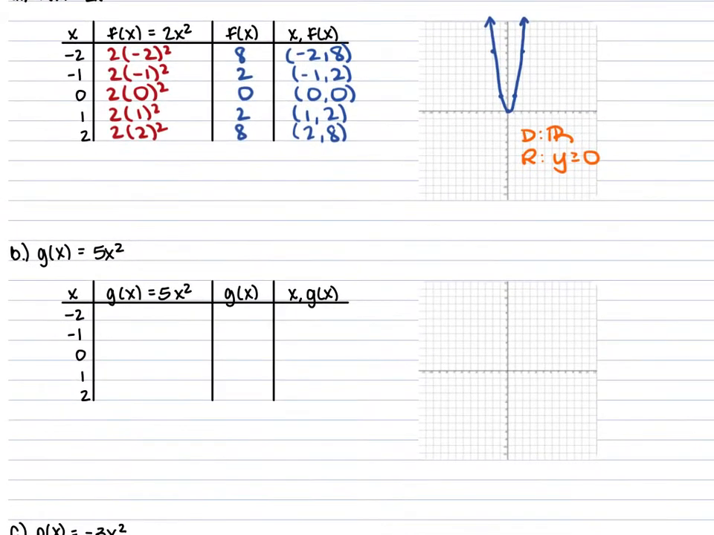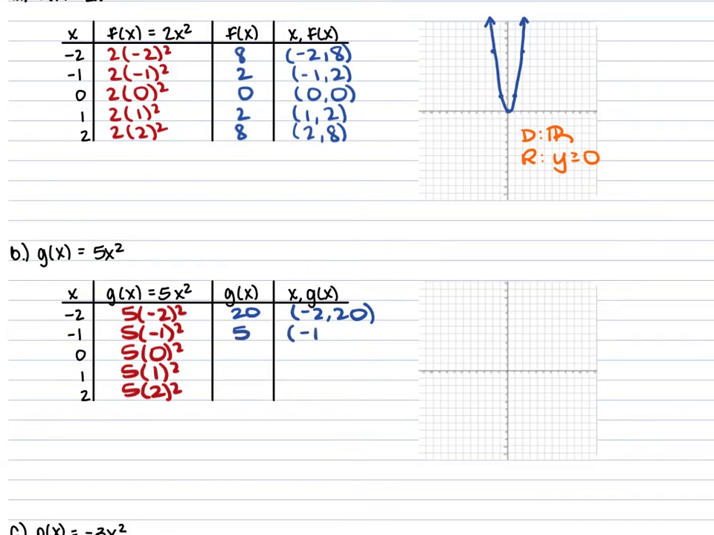For example B, we are given g of x is equal to 5x squared with x values of -2, -1, 0, 1, and 2. So we are going to have 5 times -2 squared, 5 times -1 squared, 5 times 0 squared, 5 times 1 squared, and 5 times 2 squared. So the -2 squared is 4 times 5 is 20, so it's -2, 20. The -1 squared is 1 times 5 is 5. So that's -1, 5. Then 0 squared times anything is 0. So that's 0, 0. The 1 squared is 1 times 5 is 5. So again, we have 1, 5. And then that 2 in there is going to give us 20 again.